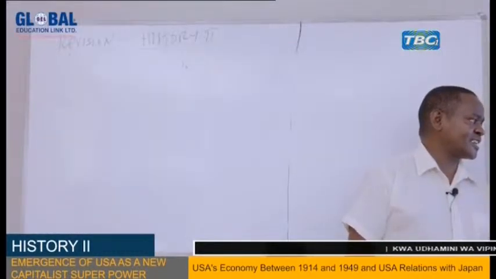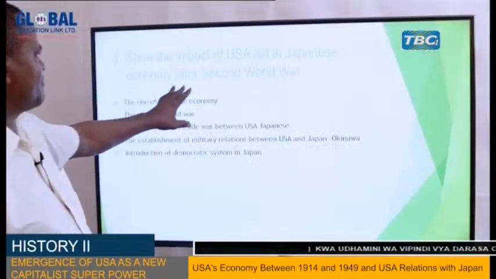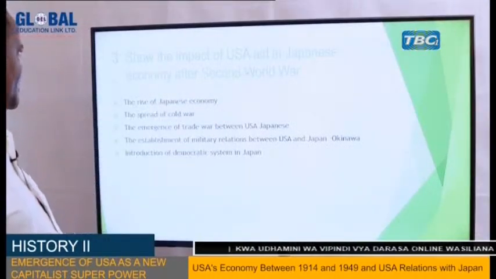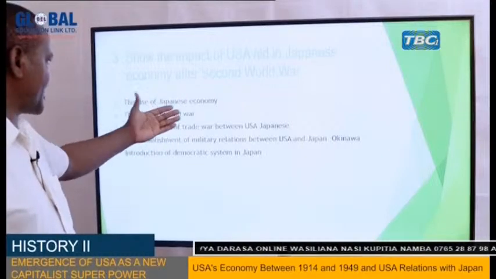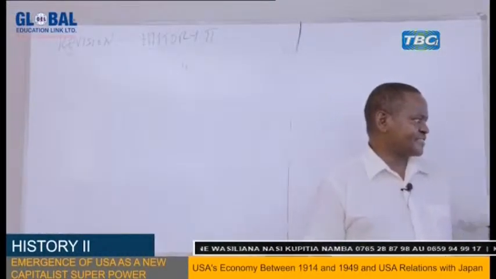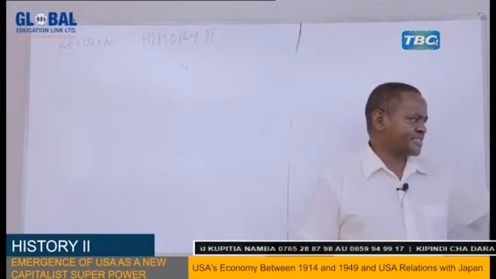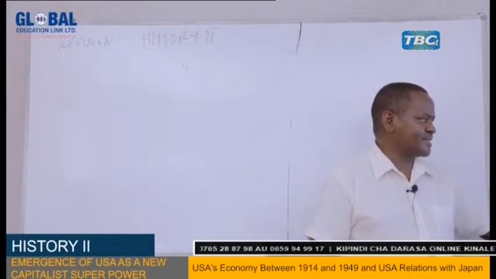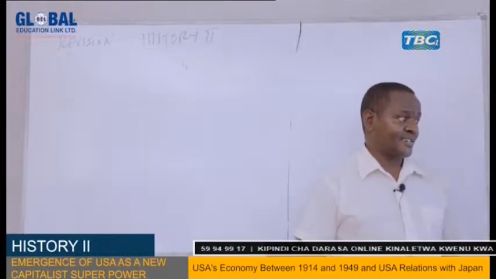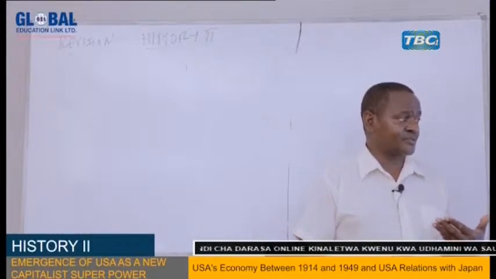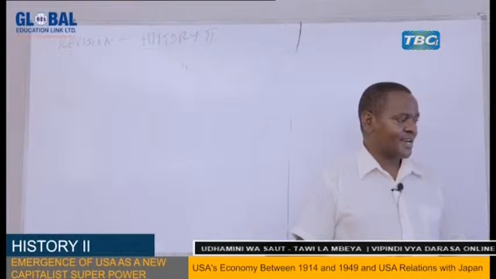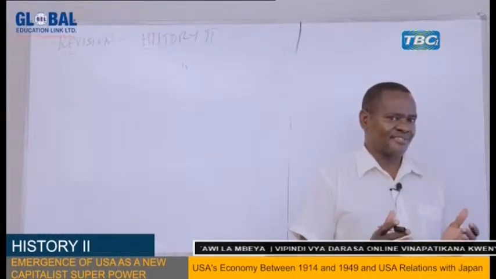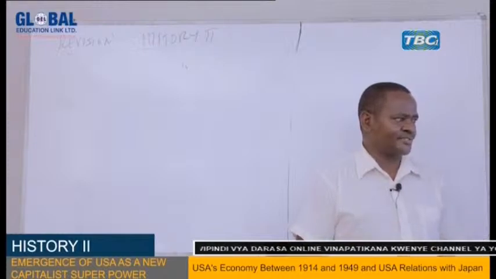This is another question. The third question is: show the impact of US aid to the Japanese economy after the Second World War. My dear students, as you can see, the first impact is the rise of the Japanese economy, as we have said. The spread of the Cold War, especially during that Cold War politics. Emergence of a trade war between the USA and Japan. Even though the USA helped Japan to become one of the largest economies in the world, after the Japanese became highly developed in economy, they started to wage a trade war between the USA and Japan.